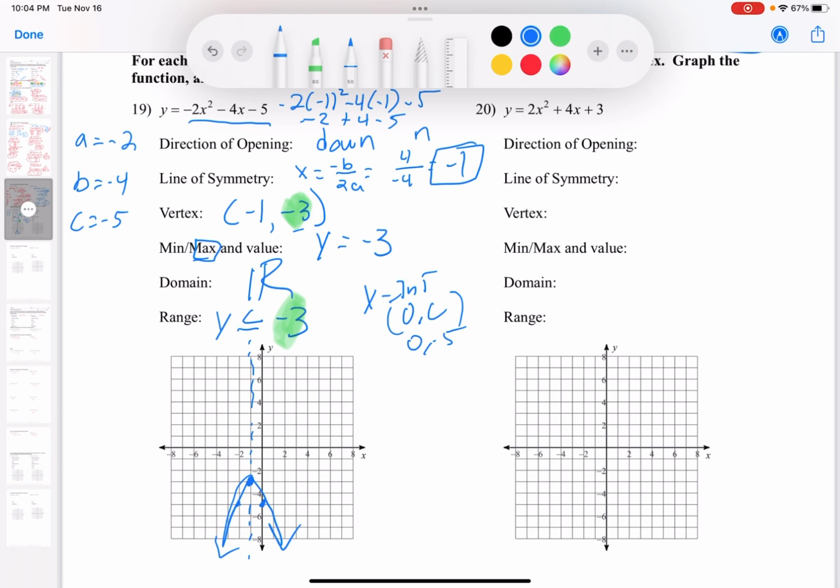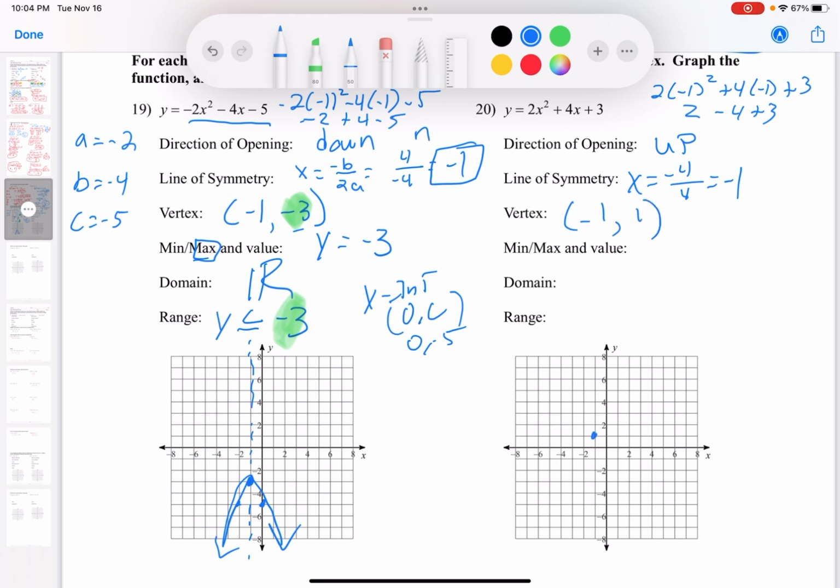Number 20, the same thing. The a value is 2, so this is going to open up because it's positive. The line of symmetry, x equals -b over 2a, so -4 over 4, so it's -1 again. So our vertex: 2 times -1 squared plus 4 times -1 plus 3. So that's 2 minus 4 plus 3, which is 1. So my vertex is at -1, 1.